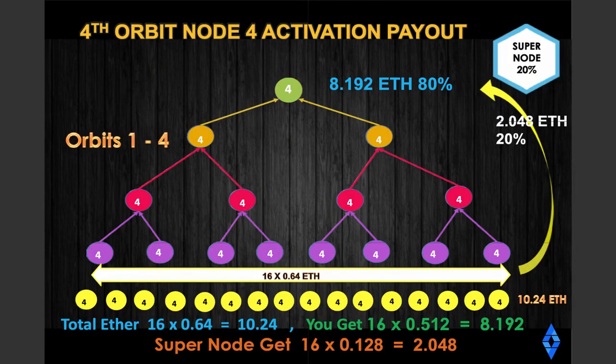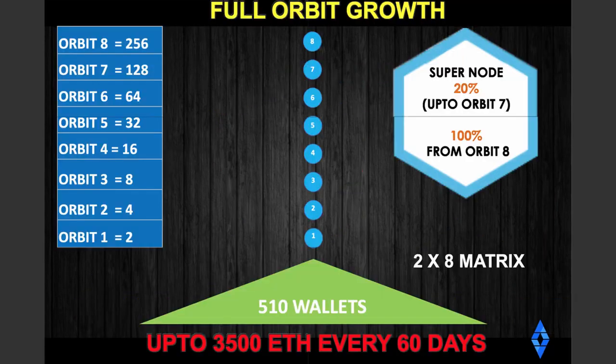When all the 16 nodes of the fourth orbit get created, from the generated total income of 10.24 Ethereum, 8.192 will go to the fourth upline and the supernode will get 2.048 Ethereum. Like this, from the first to the 8th orbit, in the series of 2, 4, 8, 16, 32, 64, 128, 256, a total of 510 wallets will be created.